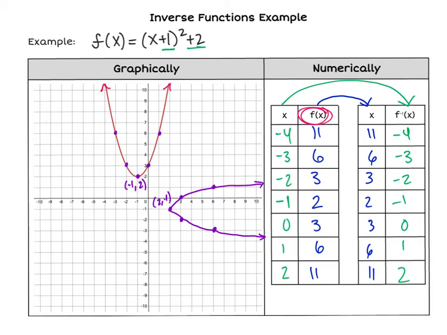Now, a couple of things that I want you to notice. The original function was actually a function, and the way we could easily know that is because it passes the vertical line test. So no x's repeat, right?